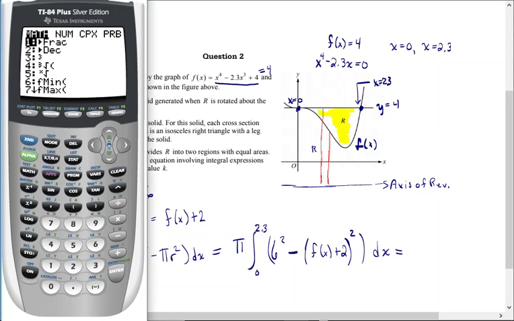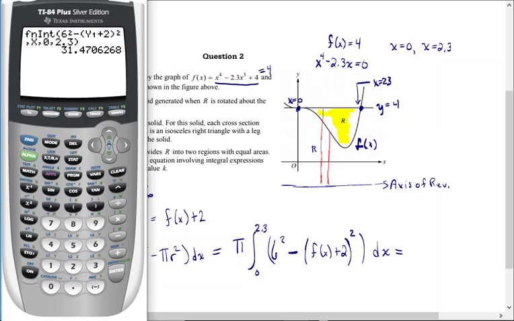So again, we're going to hit math 9, and we need to first type in the function, so 6 squared minus y1 plus 2 close parentheses squared. Looks like I'll need to insert a parentheses there, second insert, and so that is the function, and then we need to put a comma. We need to tell it that we are using x as our independent variable, and we are going from 0 to 2.3, close that parentheses, and that should do it.